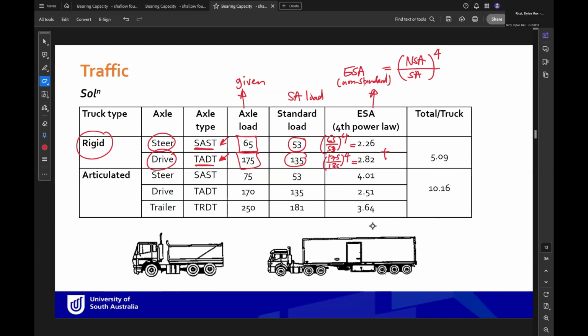So the total of this vehicle is 2.26 plus 2.82, equal to 5.09. So the total damage for this truck is 5.09 ESA.